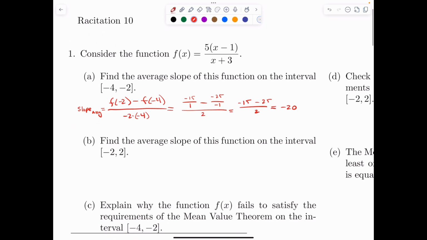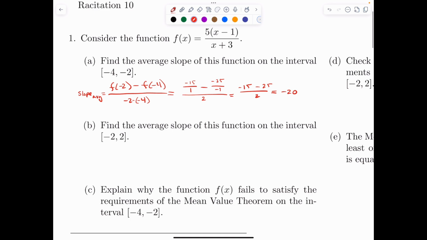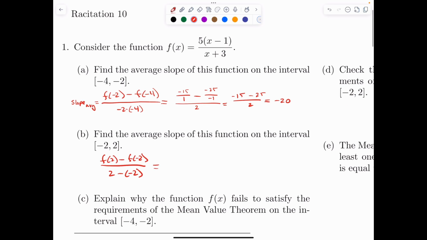Let's do the same thing for this interval. So this will be f of 2 minus f of -2 over 2 minus -2. We've already done f of -2. Let's do f of 2. Let's see, 5 times 2 minus 1 is just 5 over 5. And we've already done this one, -15. And this will be over 4. So this will be, it looks like 16 over 4, which is 4.